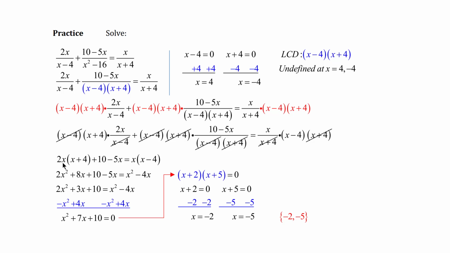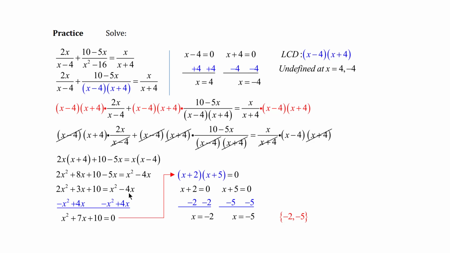From here, we distribute the 2x inside the parentheses to the x plus 4 and distribute the x inside the parentheses to the x minus 4, as well as bring down the other terms. The result is 2x squared plus 8x plus 10 minus 5x equals x squared minus 4x. Next, we simplify by combining like terms on the left-hand side. We can add together 8x minus 5x, which is 3x, and we could also bring down the other terms. The result is 2x squared plus 3x plus 10 equals x squared minus 4x.